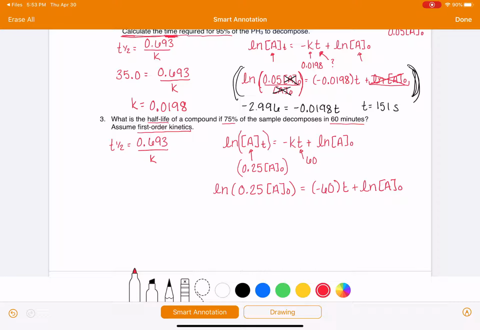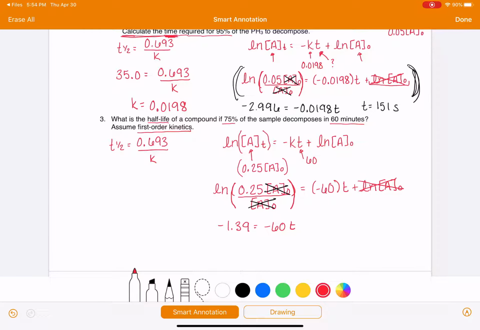Now here's where I'm going to do that magical natural log math again. I'm going to subtract the natural log of A at time 0 from both sides of the equation, which means that I'm actually going to end up putting it in the denominator right here. Logs are so fun. And then the A at time 0 is going to cancel itself out, and we will end up with the natural log of 0.25, which is negative 1.39, is equal to negative 60 times k.